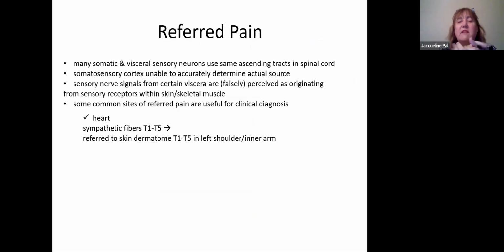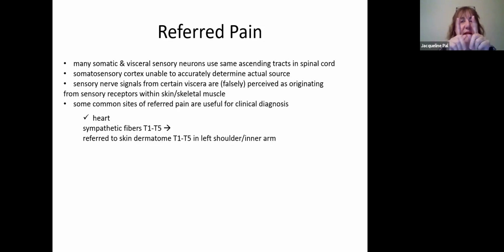And so the last topic is to talk about referred pain, which is also really cool to talk about. So in order to understand referred pain, what you have to get first is that our visceral sensory neurons and our somatic sensory neurons use the same tracks in the spinal cord. So they'll use those same tracks in the anterior, posterior, and lateral columns to get up to the brain. Okay, so they'll travel right next to each other. Then they go to the somatosensory cortex.